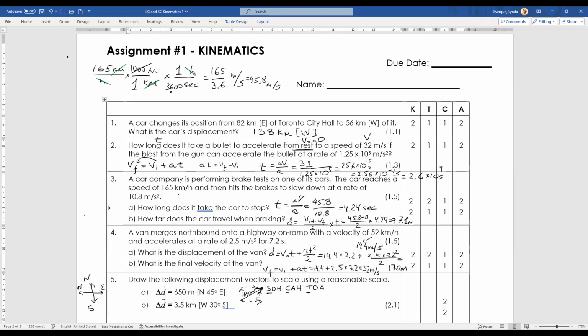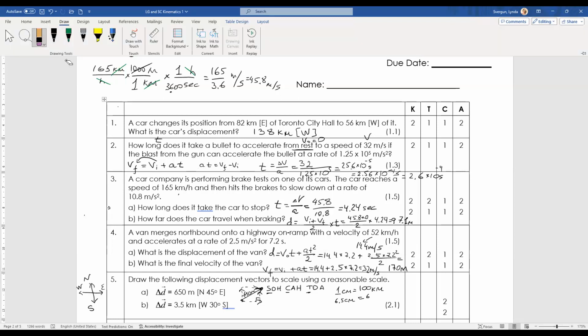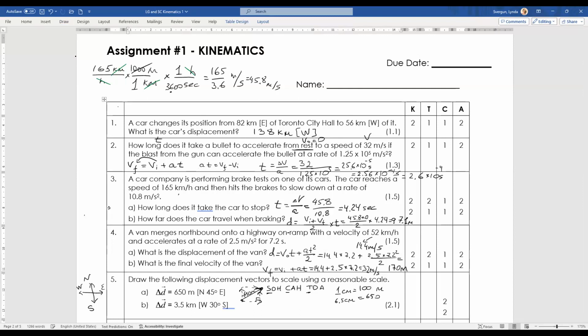Usually you need to select a scale, like 1 centimeter is 100 kilometer, for example. So the length of this vector will be 6.5 centimeters. It's actually meters, not kilometers. 650 meters. So basically the length of the vector is 6.5 centimeters under the angle of 45 degrees to vertical or horizontal, because it's a right angle, 90 degrees, divided by half, it will be exactly 45 up or 45 down.